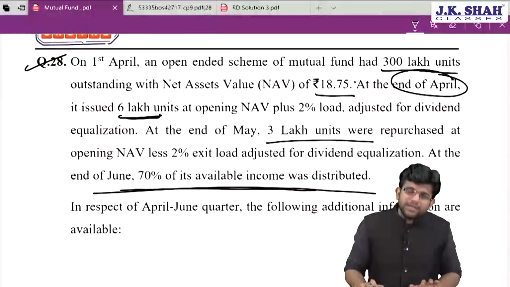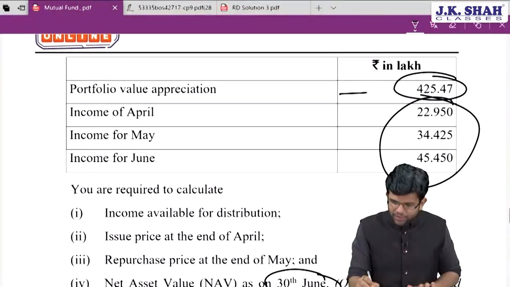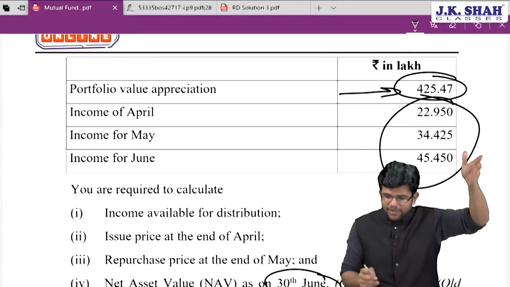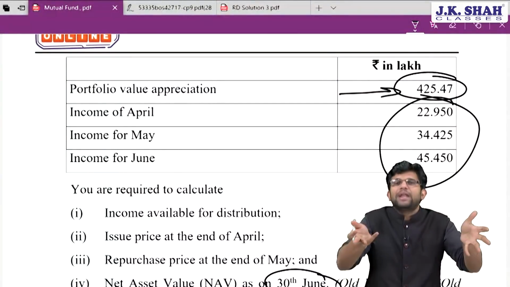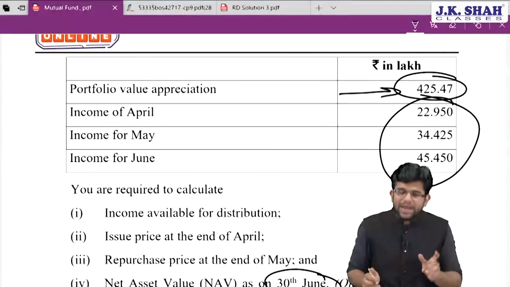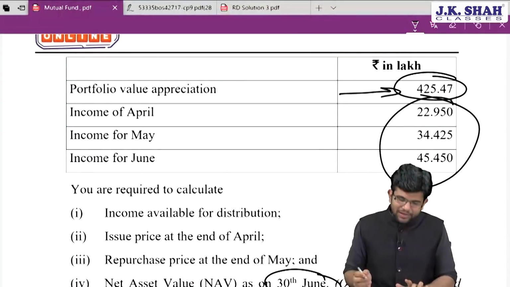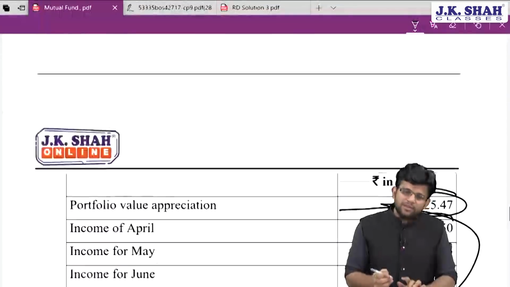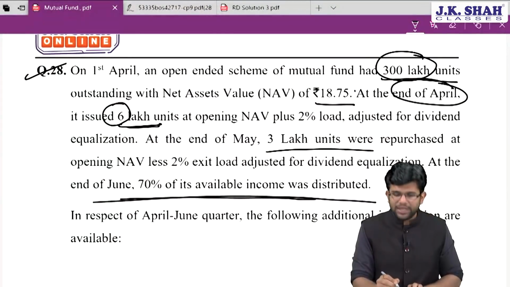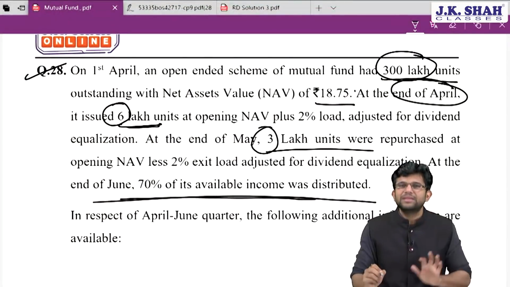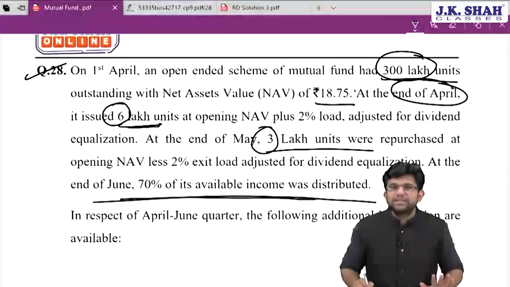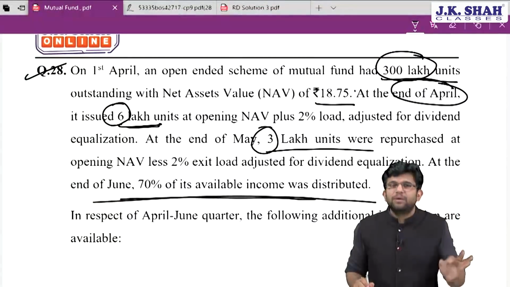And apart from all this, 425.47 is the portfolio appreciation also. That means the portfolio will appreciate by this much value. That will also add to the value of NAV. And finally, students, whatever final net assets we will get, we will divide it by what? We will divide by the closing number of units, which I'm very sure you understand. See, 300 opening units you had, 6 units you issued extra, and 3 units you repurchased. Net closing will be 303 lakh units, at which we'll calculate the NAV per unit.